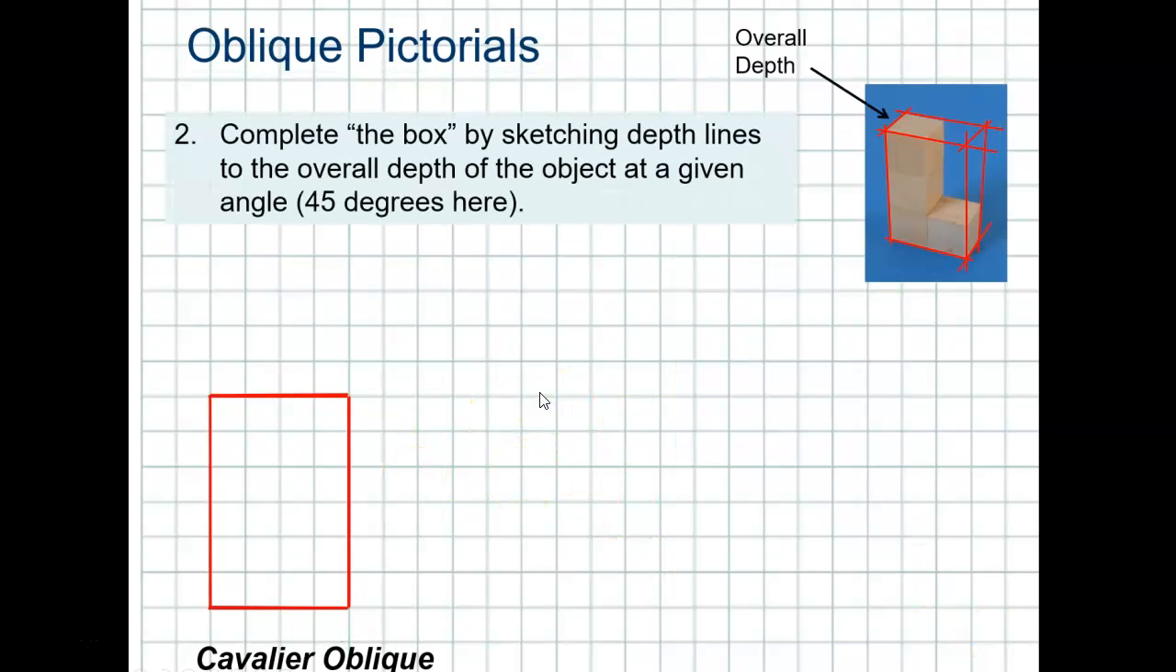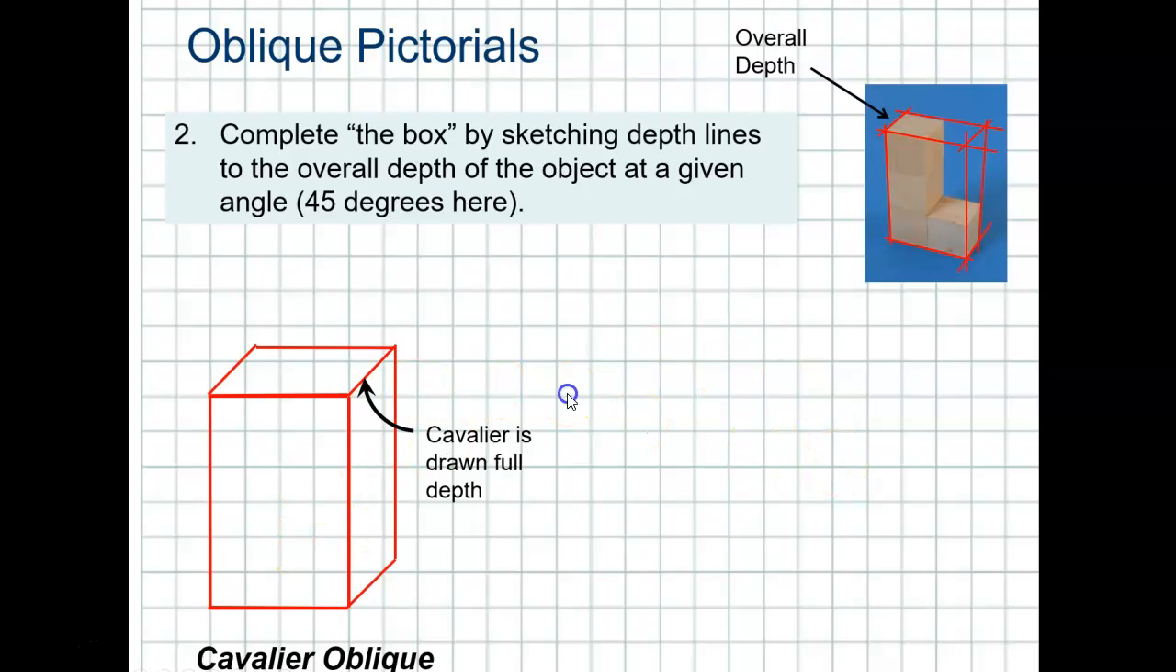Okay, we're going to complete a Cavalier oblique first. Let's complete the box by sketching depth lines. You're going to connect the corners of this square, and then you're going to go up a little bit, about halfway up on this square right here. Just like that. Make sure to replay this video if you get stuck or need to review.